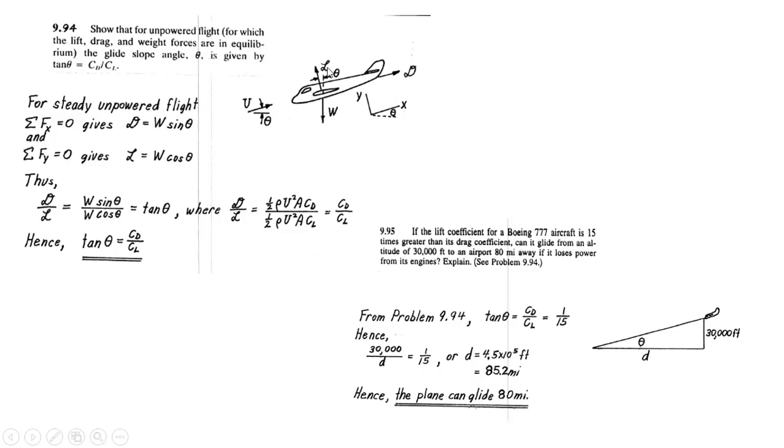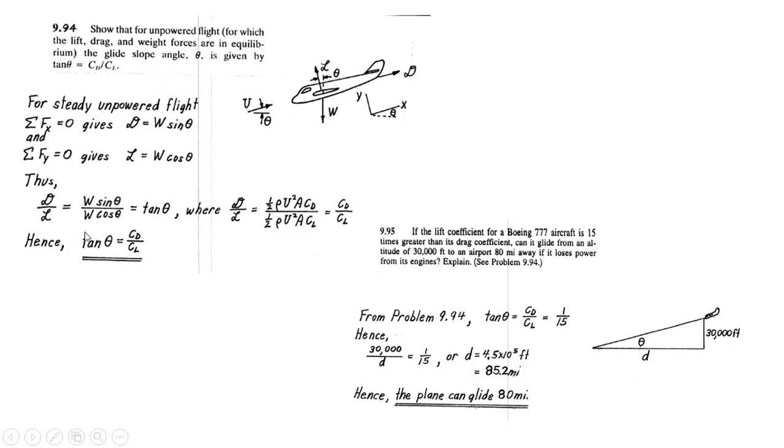If W is the weight and theta the angle, then sin theta gives the component along D, and for the lift the other component is W cos theta. So when you take the ratio of drag upon lift, W sin theta upon W cos theta comes out to be tan theta. And the drag is itself half rho u square A CD, and the lift is half rho u square A CL. Cancelling all terms, you are left with CD upon CL, so tan theta equals CD upon CL.